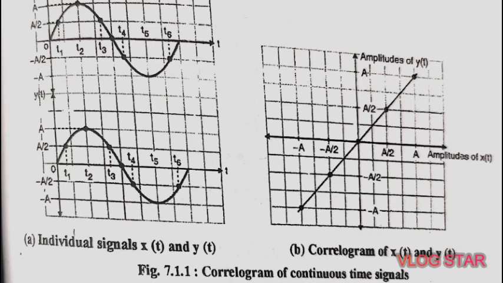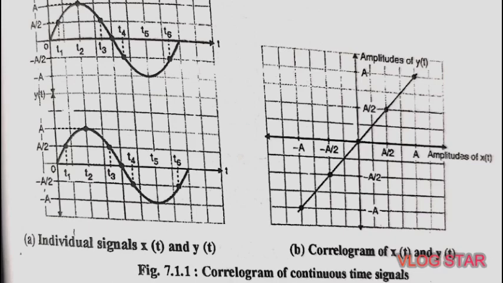Let us see first the correlogram of continuous time signals. For that, let us consider the two signals x of t and y of t, which are plotted separately with time. We can see in figure 7.1.1. From the waveform it is clear that the two waveforms are identical and they are in phase.